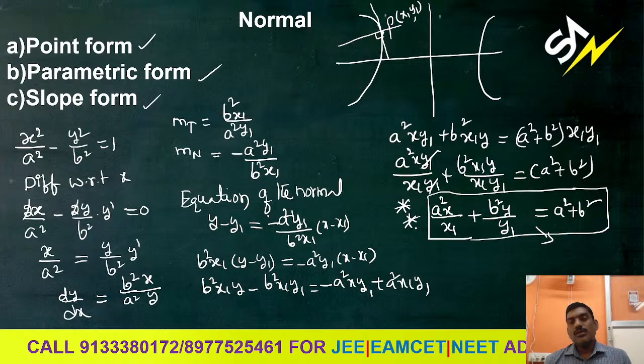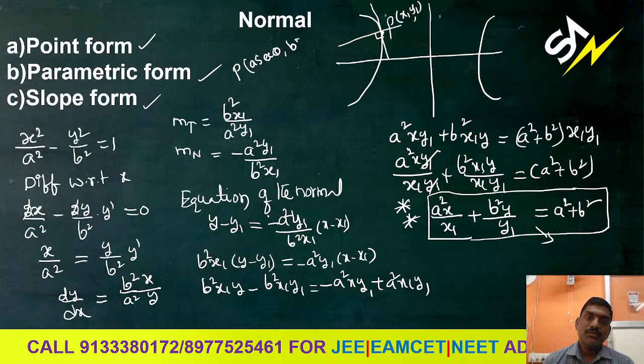Okay, next what we have to do? We have to write the equation of the normal in parametric form. In parametric form, we can take the point P as a secant theta comma b tan theta. So in place of x1 and y1, if you replace a times secant theta and b times tan theta, you can get the equation of the normal in parametric form.